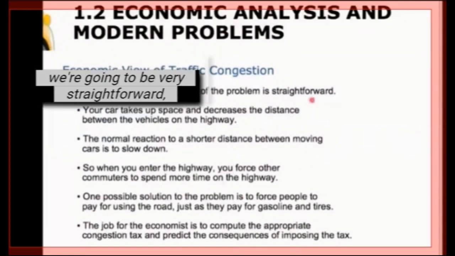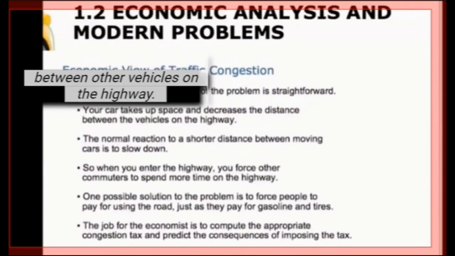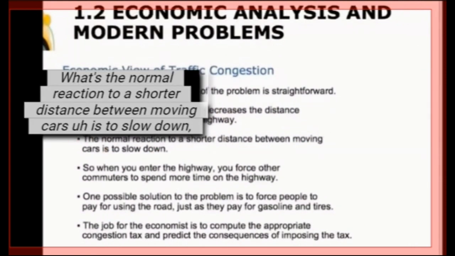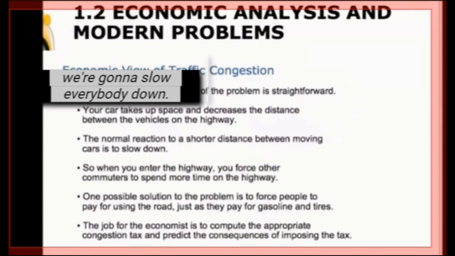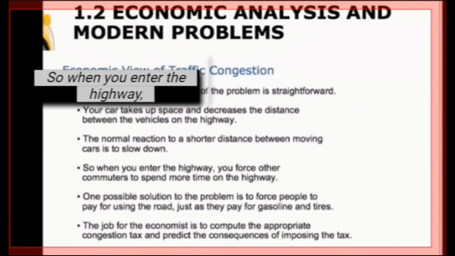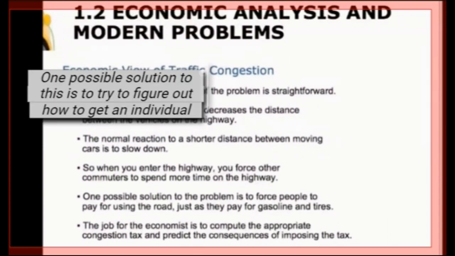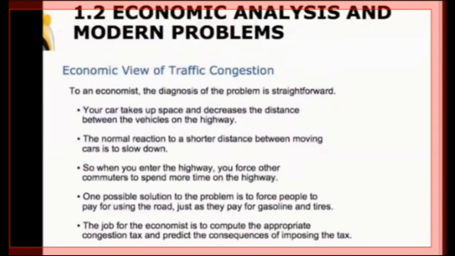First, we're going to be very straightforward in how we look at it. We look at our car and how much space it takes up and decreases the distance between other vehicles on the highway. So we're going to be very objective and get a lot of information. What's the normal reaction to a shorter distance between moving cars? It's to slow down. Right? So if we add another car to traffic, we're going to slow everybody down. So when you enter the highway, everybody else has to slow down. One possible solution to this is to try to figure out how to get an individual driver to incorporate how much more time everybody else has to spend on the highway.